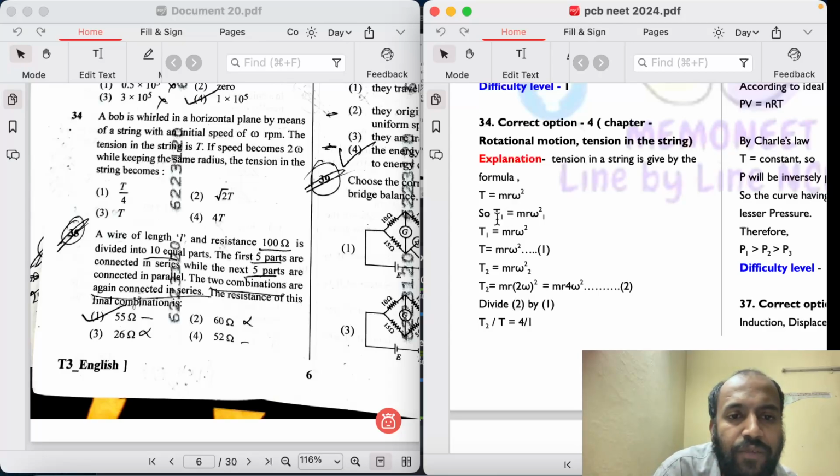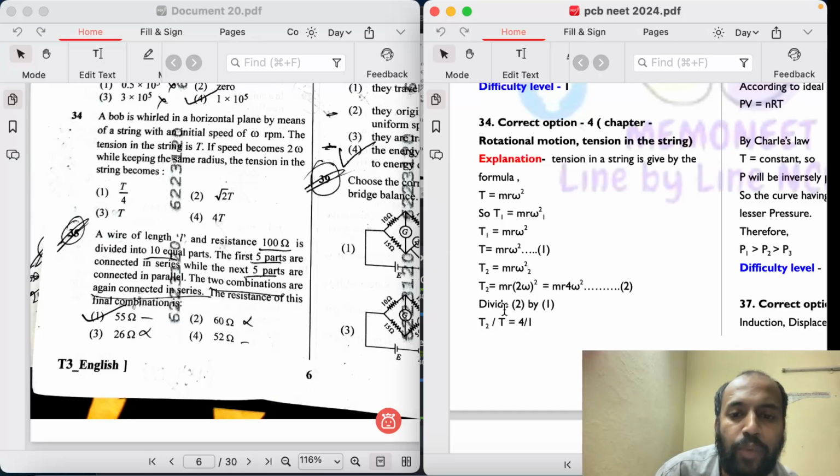If we consider the first case, T1 is equal to m r omega 1 square. Both the cases it's omega, so let's take it as omega. So that's the first case. In the second case, the speed becomes twice, so it becomes 2 omega. So in place of omega, we're going to put 2 omega and then square it. So we get m r 4 omega square.